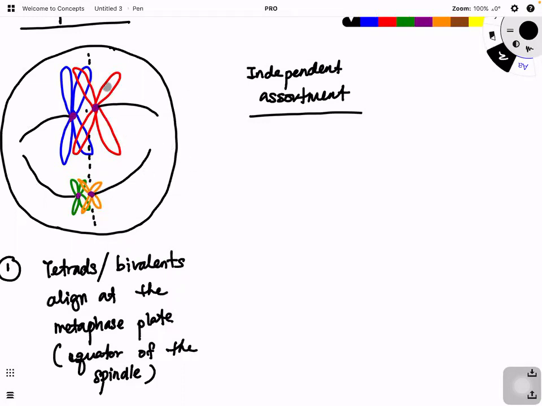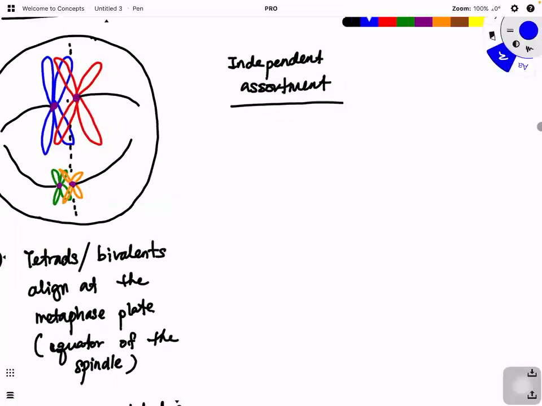But you can see that when you divide them into two cells, the blue with the green will be together, and red and also orange will be together. We assume that they arrange this way. If, let's say, the arrangement of the chromosomes is like this.